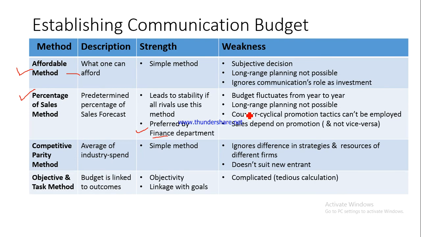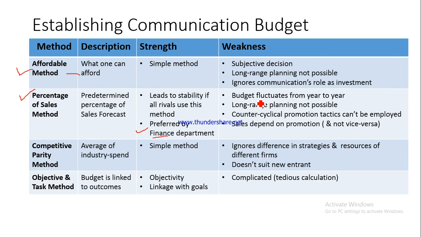However, there are some weaknesses inherent in this particular method. Let's have a look at these weaknesses. First weakness is that the budget fluctuates from year to year. Naturally, the budget would fluctuate. Why would the budget fluctuate? Because the sales forecast would be different from one year to the other. So when the sales forecast is different, the percentage of sales forecast which you have decided to devote for your communication campaign would remain the same, but the total amount would be different every single year.